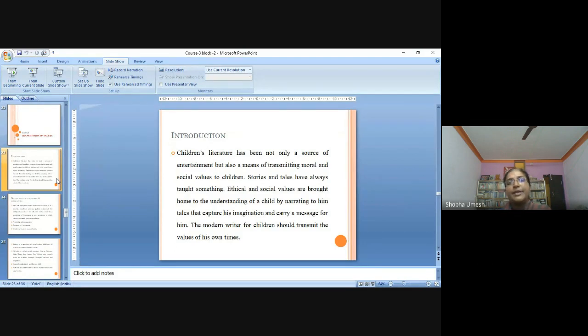See, every story has a message. Every story has some ethical values. Through those stories, we have learned certain values and ethics in our life. What we are today is because of the stories we listened to when we were young. See, because stories mold the child's behavior and his thinking capacity. So it captures his imagination and carries a message for him.